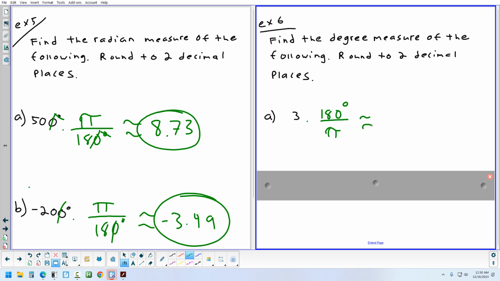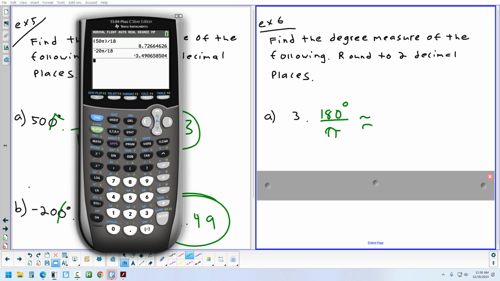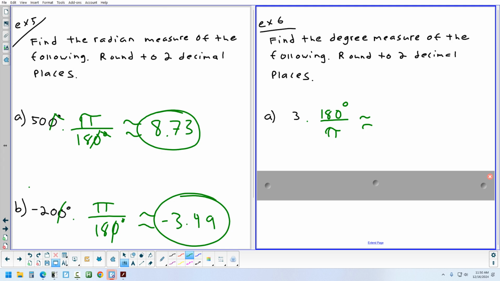Okay. If we multiply straight across, what's 3 times 180? 180 times 2 is 360. 180 times 3. 540. Okay. So 540 divided by pi. What would you write down rounded to 2 decimal places? 171.89.